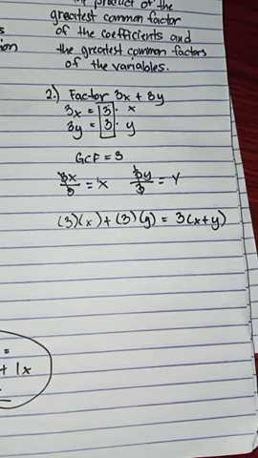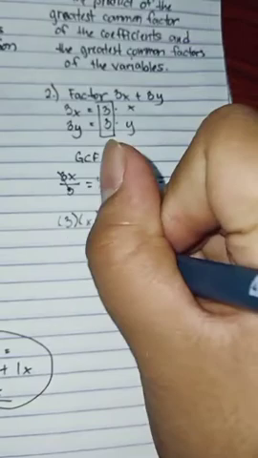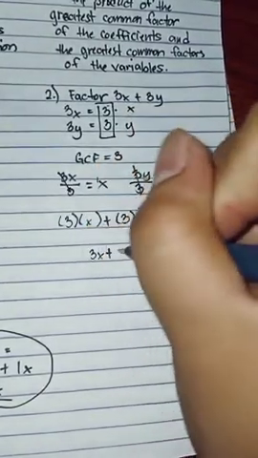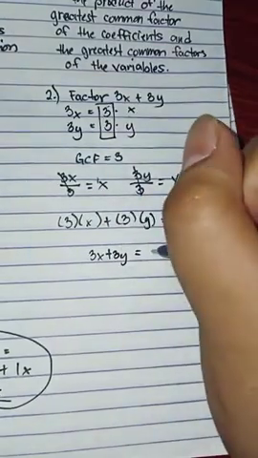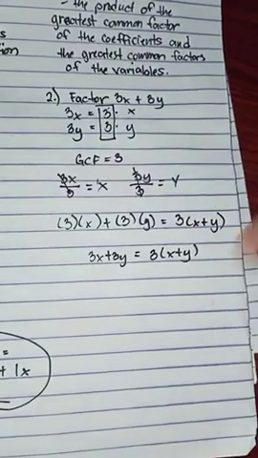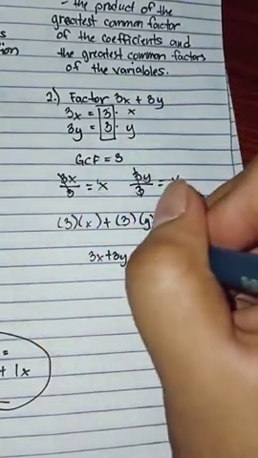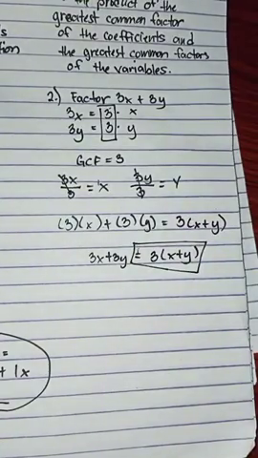Therefore, the factor of 3x plus 3y is 3 quantity x plus y. So this is our final answer. So guys, let's have another example.